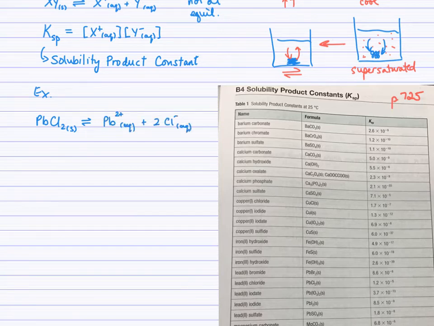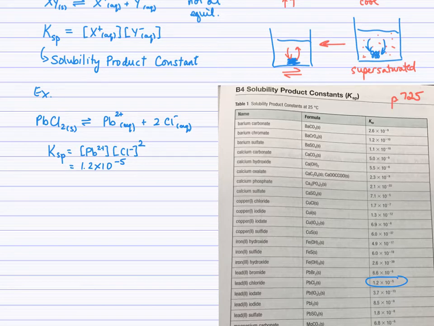Okay, now write an equation for KSP of PbCl2. So you'll notice that I raised the exponent for the chloride ion to 2 based on the balancing coefficient. On page 725 of your textbook, you'll find a KSP table, and if you look up the KSP of lead 2 chloride, you'll see it comes in at 1.2 times 10 to the negative 5.